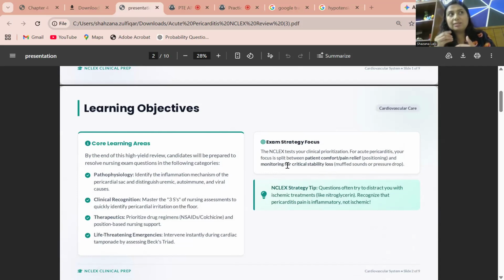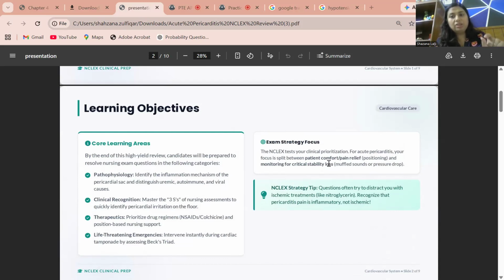If the patient is saying to you, my pain is relieved, then what is the important action for the nurse with a patient of acute pericarditis? The nurse has to rush to the doctor, because when the patient says my pain is relieved, it's a more critical sign that the patient is developing a complication of acute pericarditis, that we will cover in this topic.